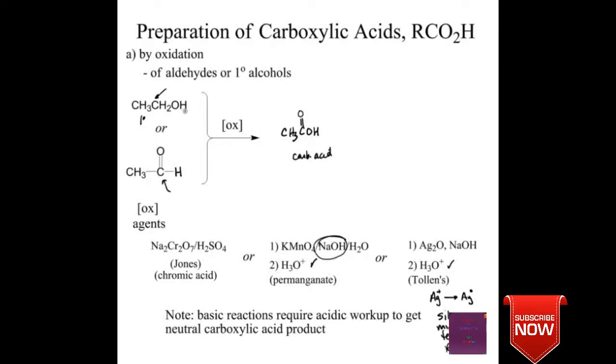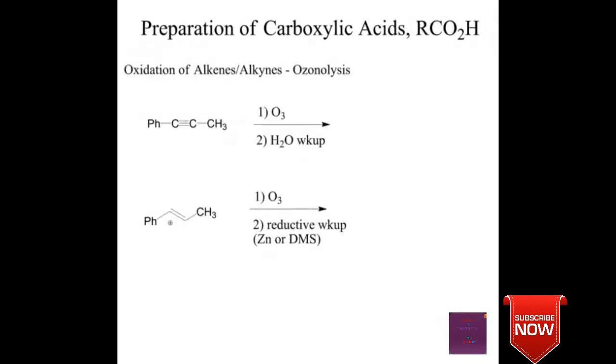So we can oxidize primary alcohols or aldehydes to get a carboxylic acid. We can also oxidize an alkene or an alkyne by doing an ozonolysis reaction. So reaction of an alkyne with ozone totally breaks the carbon-carbon triple bond. All 3 carbon-carbon bonds go to carbon-oxygen bonds. So the product you get out is a carboxylic acid. We would get benzoic acid and acetic acid in this case. So ozonolysis of an alkyne does that.